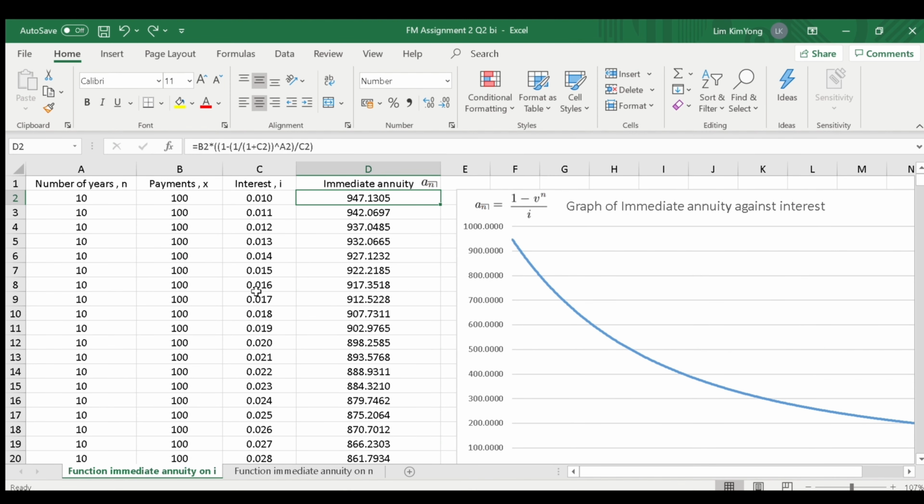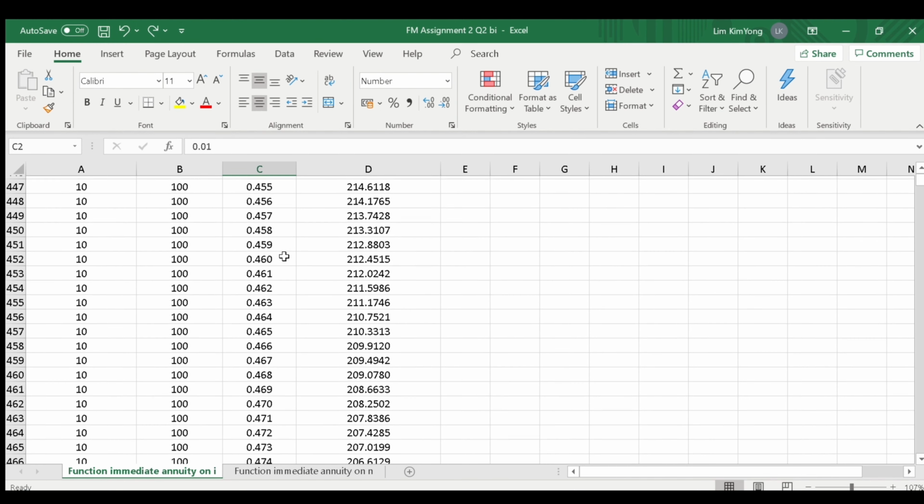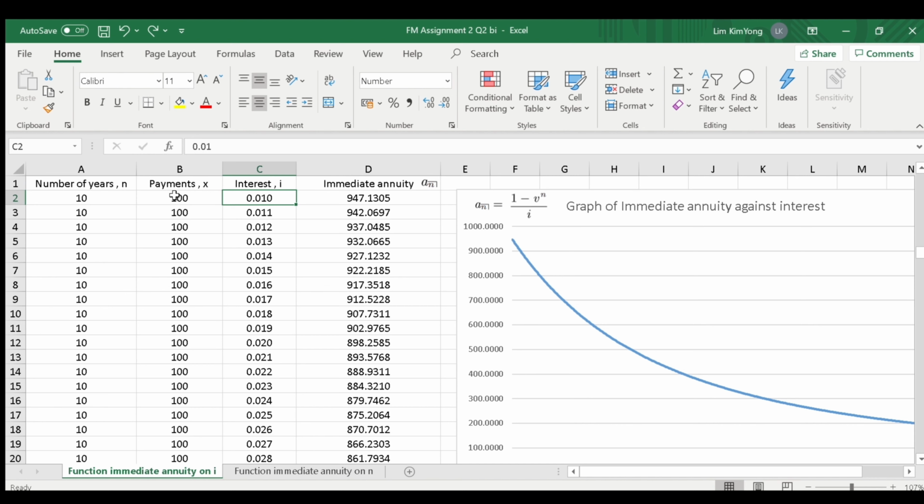So question 2B1, immediate annuity. I choose to do the present value of it, that is a angle n. For the first part of the question, we are asked to find the function of immediate annuity on i. So the i goes from 0.01, increased by 0.001 to 0.5. Here it is. Next, I need to fix two variables, that is the payments and the number of years. I fix them to be 10 and 100 respectively.